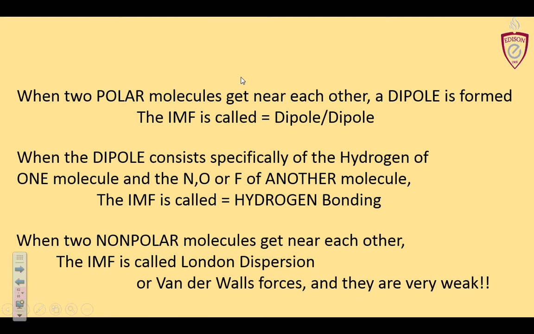All right, so let's wrap this last video up. Ready? Two polar molecules get near each other. We're going to call that dipole-dipole. A pretty wide spectrum of that can happen. But then the very specific one to know: when hydrogen of one molecule gets close enough to nitrogen, oxygen, or fluorine of another molecule, we call that hydrogen bonding, which is dipole-dipole on steroids.